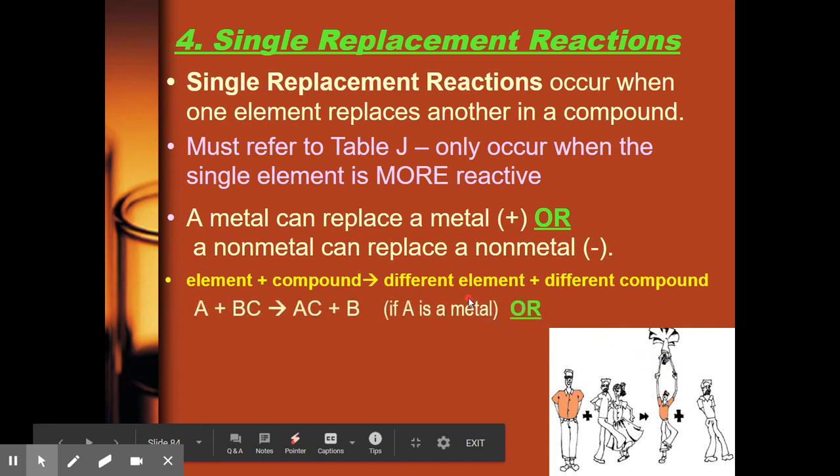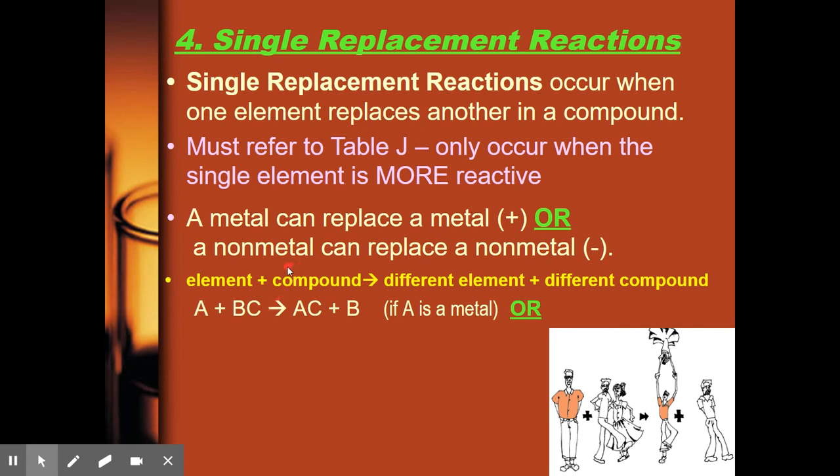Okay, so here, generically doing the AB stuff, A plus BC makes AC plus B. If A is a metal, so if you're looking here, here's the compound. If A is more reactive than B, then B will get kicked out, and then AC will make a compound, and you have to go by your normal crisscrossing rules to figure out the formula of the compound.